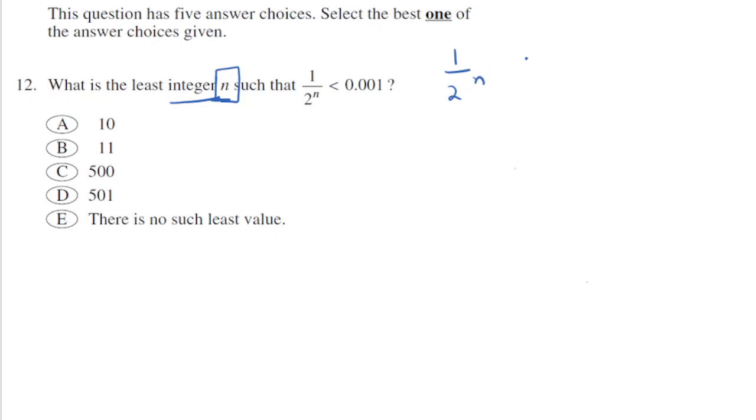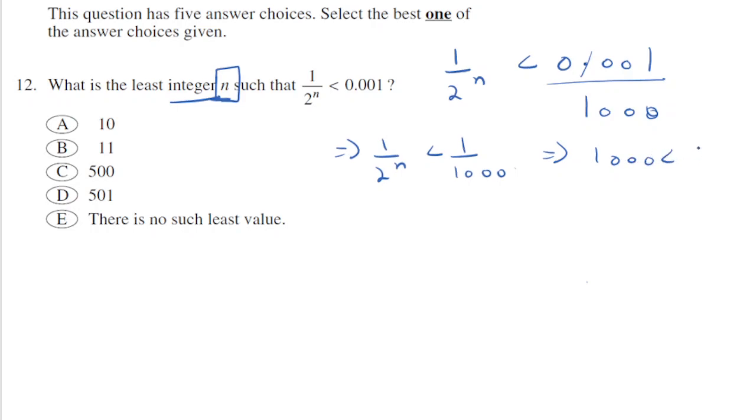So 1 divided by 2 raised to the power n should be less than 0.001. Now we know that if I want to remove this decimal place, I need to multiply it by 1000. Why 1000? Because after the decimal there are 3 digits: 1, 2, 3. 3 digits. Okay. Now we have this. Again, I want to simplify this even further. I can write it as 1000 less than 2^n.